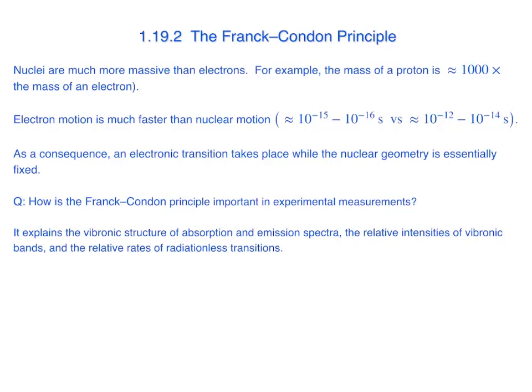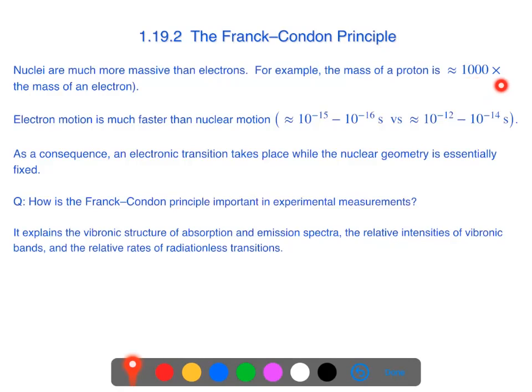First, nuclei are much more massive than electrons. For example, the mass of a proton is approximately 1,000 times that of the mass of an electron. As a consequence, electron motion is much faster than nuclear motion. Electron motion occurs on a timescale of femtoseconds to hundreds of attoseconds, whereas nuclear motion occurs on a timescale of picoseconds to tens of femtoseconds. As a result of this, an electronic transition takes place while the nuclear geometry of a molecule is essentially fixed.